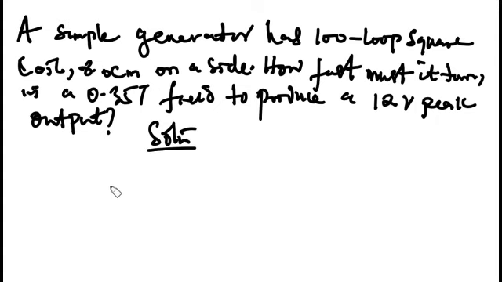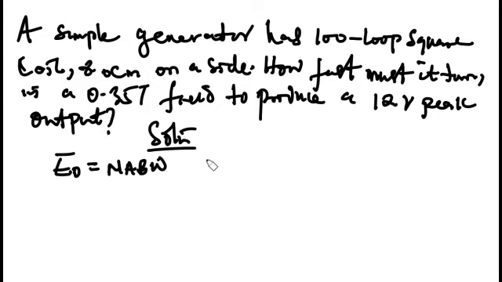In our last discussion, we found out that the peak EMF is given as N A B omega, where N is the number of turns of the coil, A is the area, B is the magnetic field, and omega is the angular frequency.